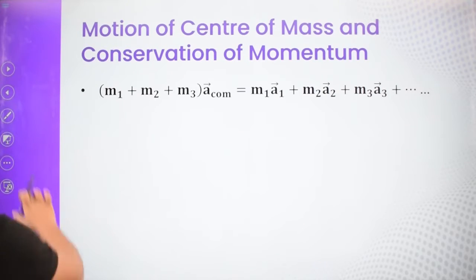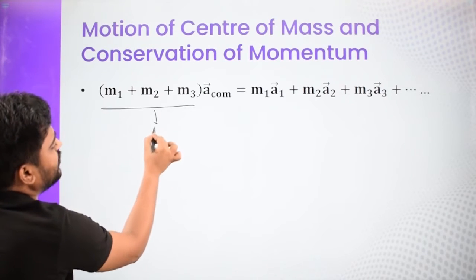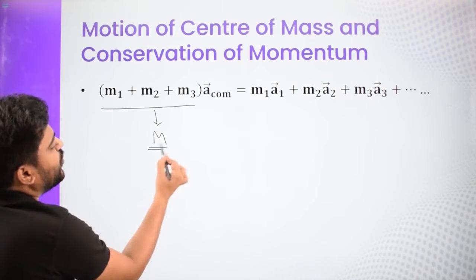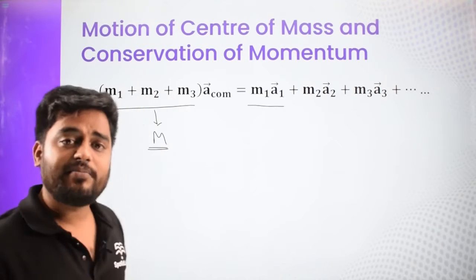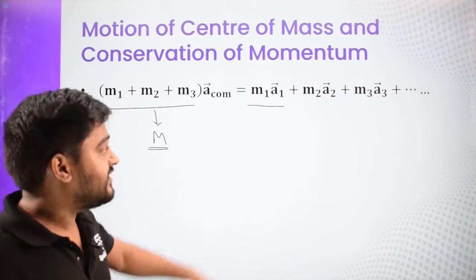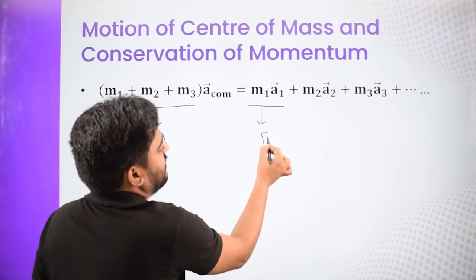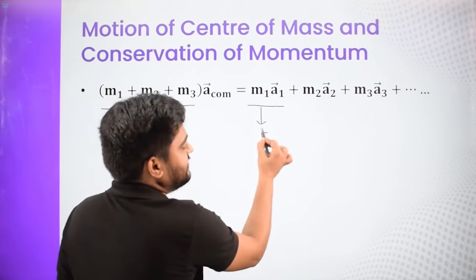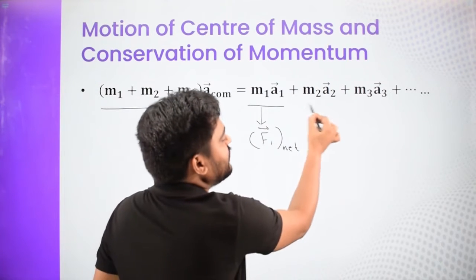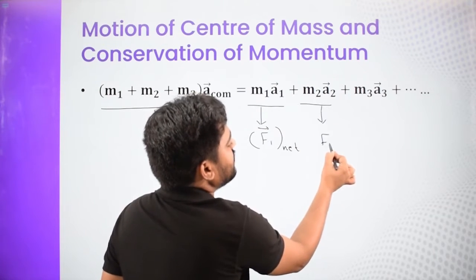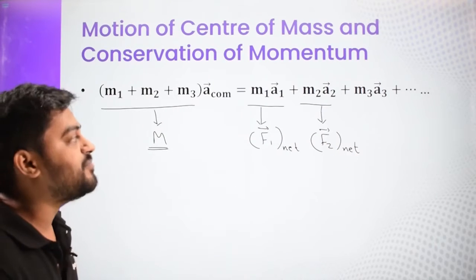Now what is the significance? What is this? This is basically the total mass, capital M, of the entire system. We know F is equal to ma. This is the mass of particle 1 and this is the absolute acceleration of particle number 1. So that is basically the force on particle 1, to be precise, the net force on particle 1. What about this m2 a2? This is again the net force on particle 2, and so on, we can write for each and every particle.